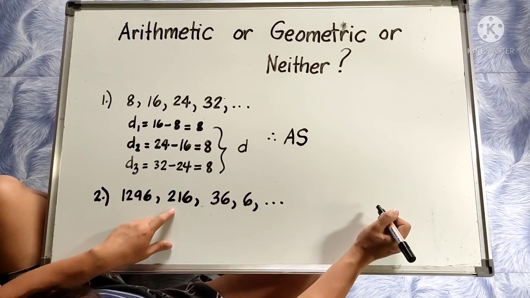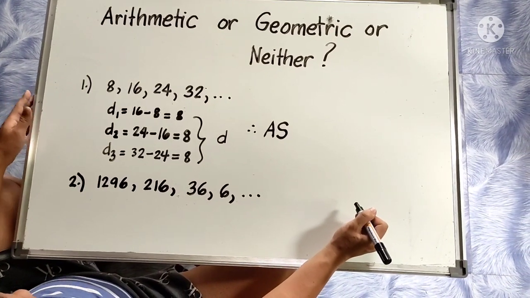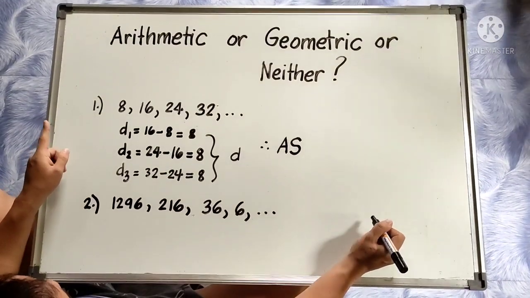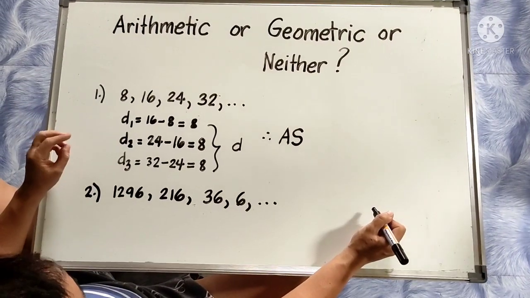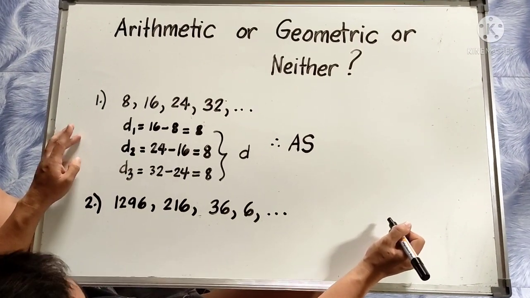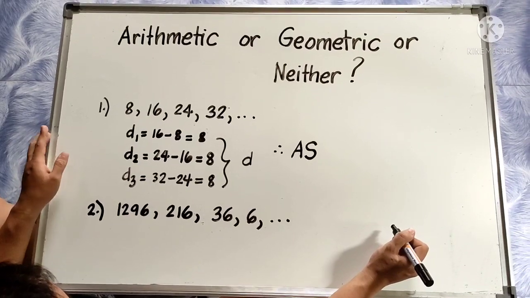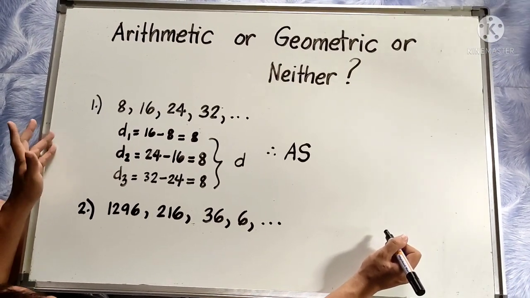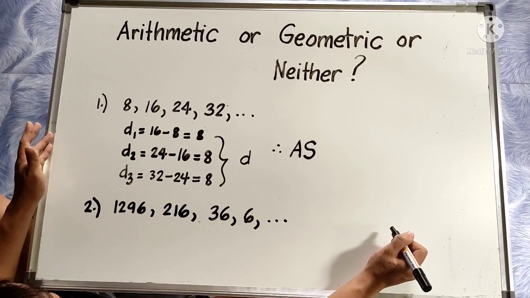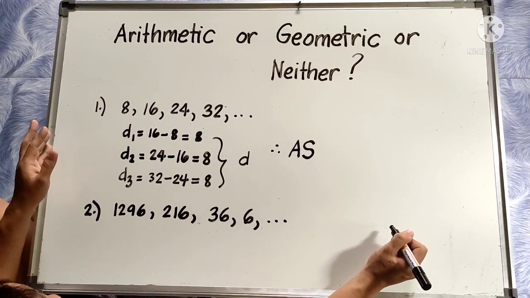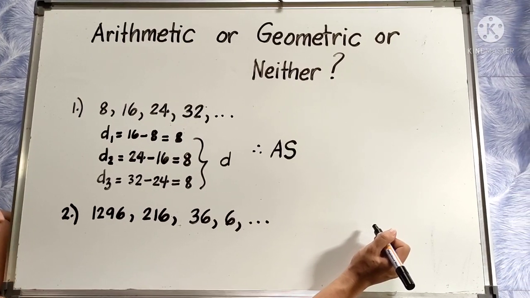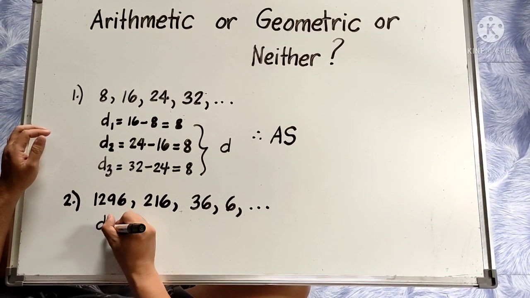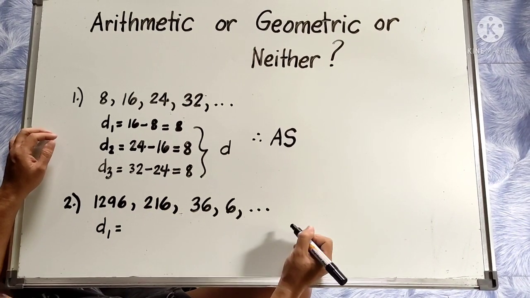1,296, 216, 36, and 6. So, actually, if you already know if it's arithmetic or geometric by just looking at it, you may not solve the ratios or the difference anymore. But if you want to be systematic and do it one after the other, you want to take it slow, we can start with getting the common difference first.